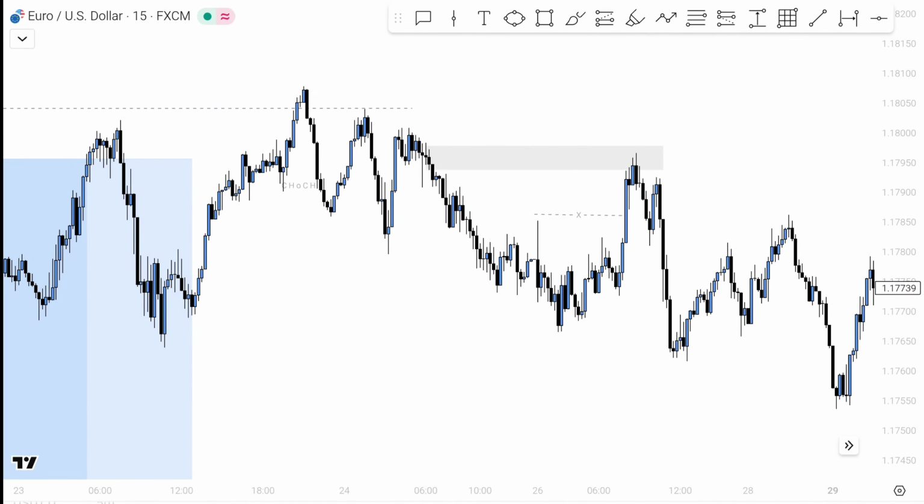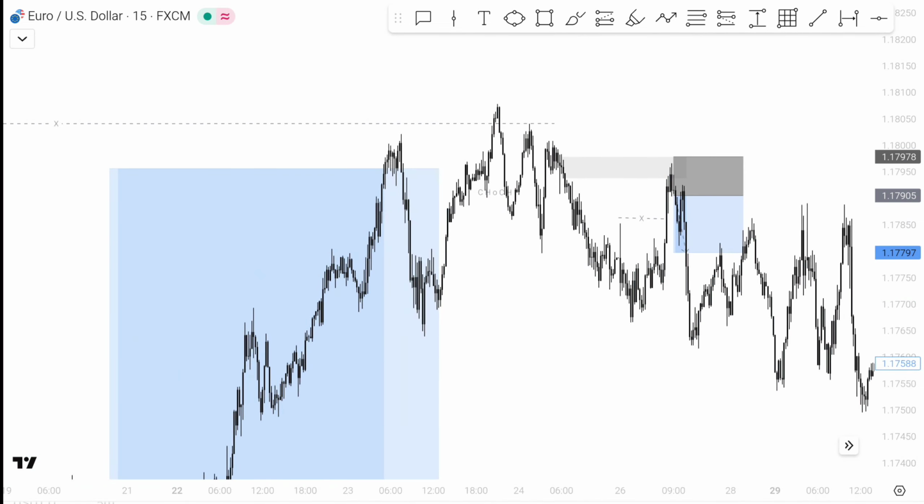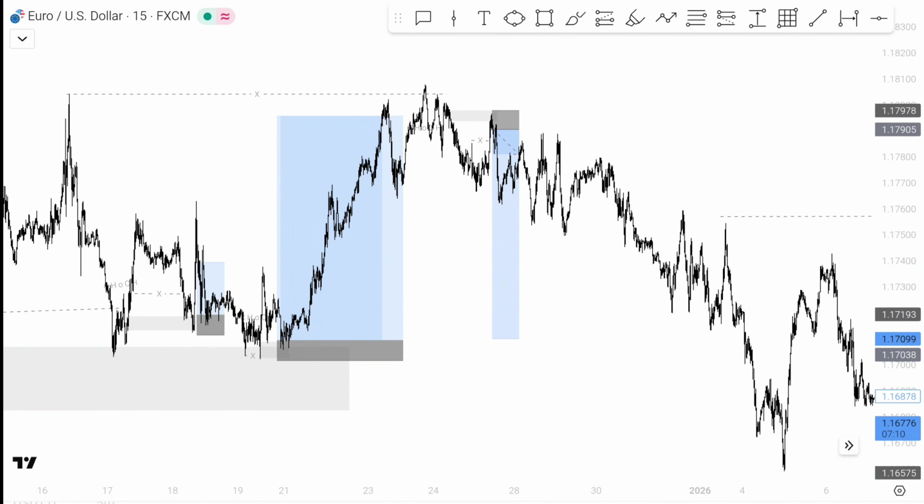Market tapped on this point, and this is the trade that you could have taken. This is a stop loss, and you can target the recent low, which was at this point. In this way, you could have taken the entries.